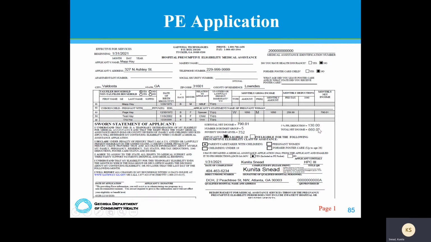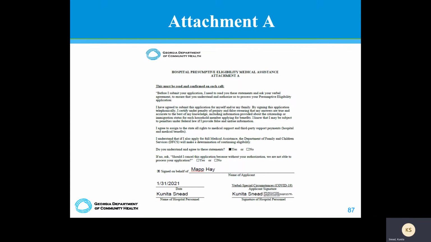So this is the PE application. So this is a correct PE application. And this application was done over the phone, so that's why this is blank. But you will still read this sworn statement out to your applicant. Okay, so if you have to stop this and have more time to fill it out, go ahead and do that. And that's your attachment A because we did this particular application over the phone.